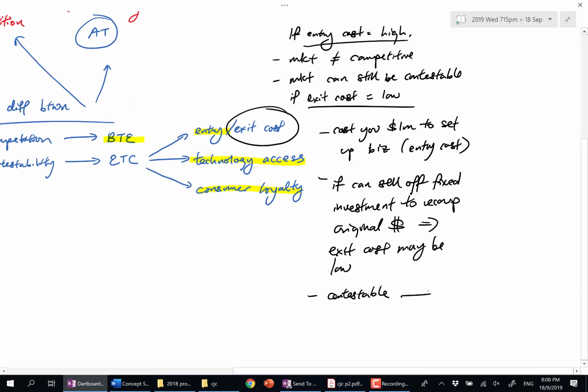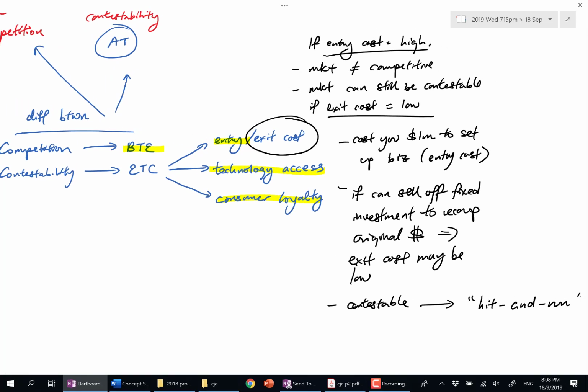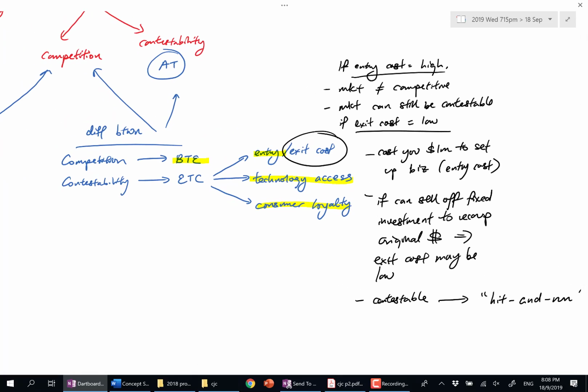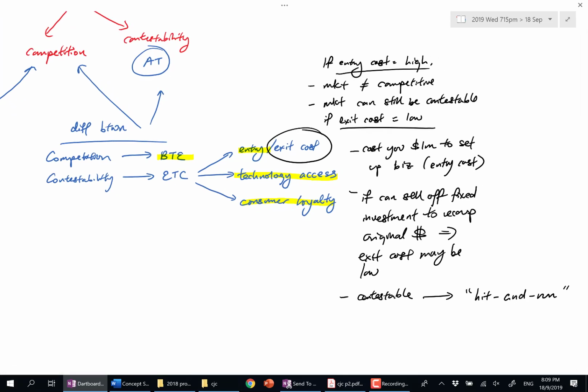Some school notes even say, oh, sometimes firms will come in with a hit and run strategy. Okay, they come in, they operate for a while, they siphon off some of your profits and then they leave. Hit and run. Okay, so you can check your notes whether they consider hit and run strategy under contestability. So the main difference is really your exit cost. Clearly, exit cost is not under barriers to entry. Barriers to entry looks at entry, not exit. Okay, so that's the difference.